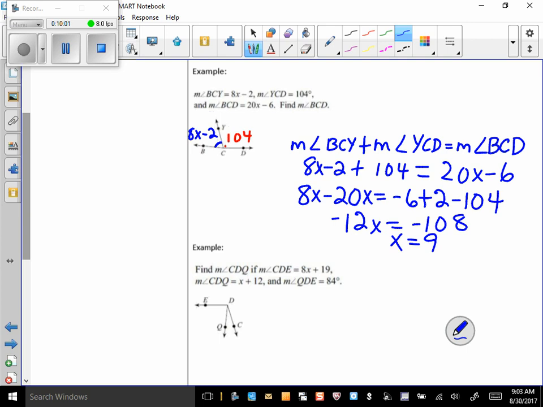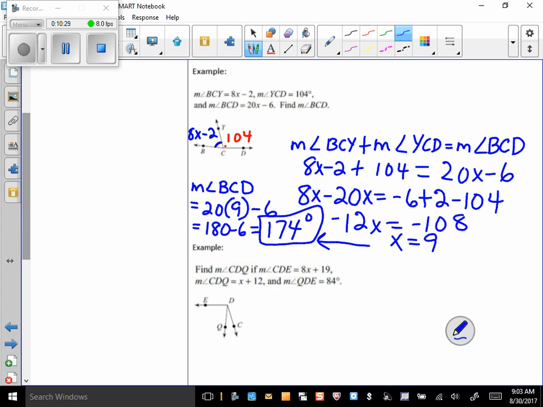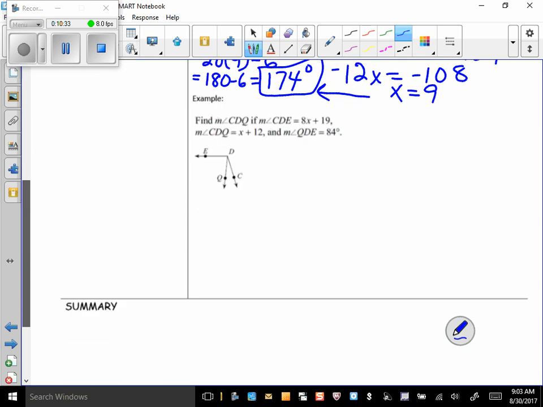X is 9, right? But that's not what it asked me. It doesn't ask me what x is, so let's be sure that we answer the question. So let me come over this way. The measure of angle BCD, I'm just going to use substitution now, is 20 times 9 minus 6. So that's 180 minus 6, which is 174 degrees. All right? Be very careful that you're sure to answer the question you're asked.